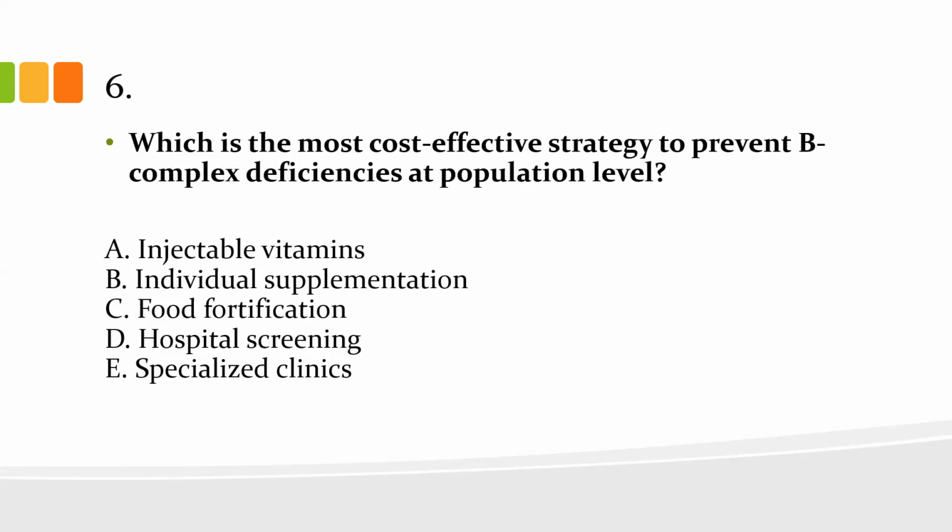Which is the most cost-effective strategy to prevent the B complex deficiencies at population level? A, injectable vitamins, B, individual supplementation, C, food fortification, D, hospital screening, E, specialized clinics. C, yes, C is the right answer, food fortification.